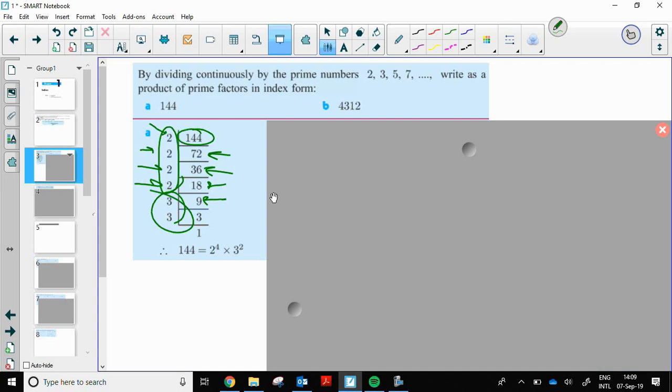If you've got a larger number, like here, 4,312, just divide out all of your 2's, then all of your 3's, then all of your 5's, then all of your 7's, and so on. I'll give you a moment to try this one on your own, so pause the video, because here comes the answer.